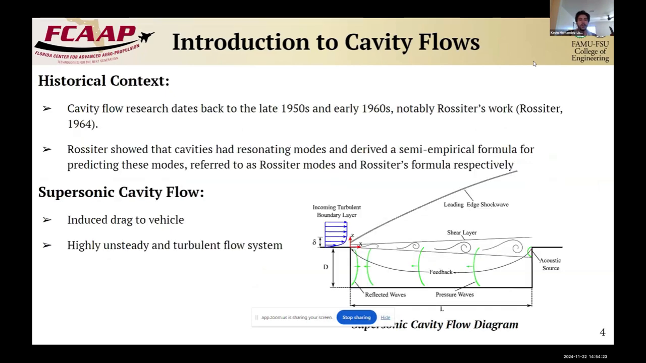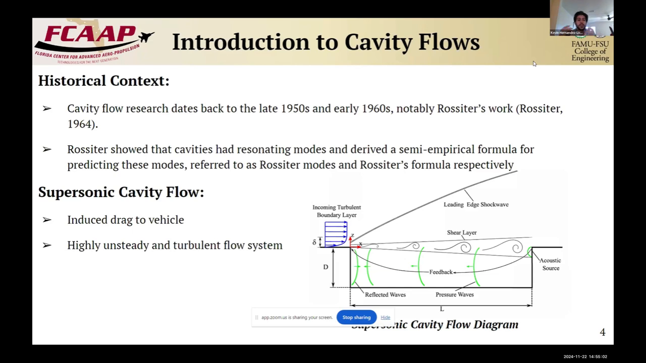All right, so now for some context. Cavity flow research dates back to the 1950s and 60s. Notably, Rossiter made a lot of progress in this work. His research explored the acoustic modes created within the cavity, and he created a semi-empirical formula where you're able to predict the modes created by a given cavity depending on the flow conditions and that cavity geometry.